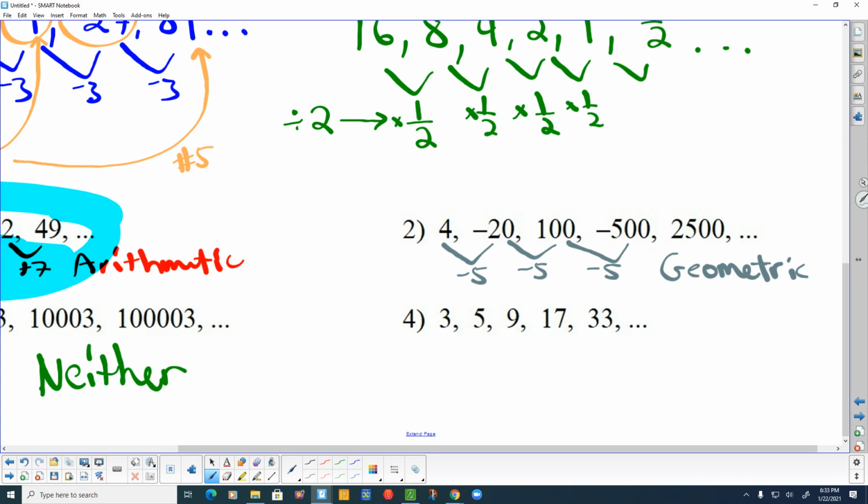Geometric. Okay. And show me your work, just like that. This last one, number 4. Is it arithmetic, geometric, or neither?